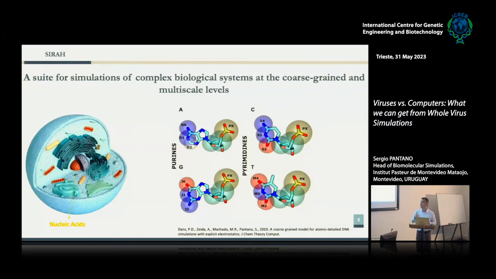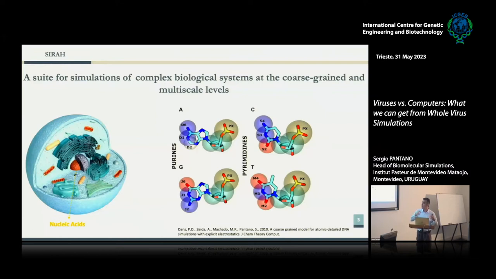So this is the first part that will give you a gain in velocity when you calculate the dynamics of a molecule, because you don't really have to keep track of the positions of all the atoms, but you reduce significantly the number of atoms.